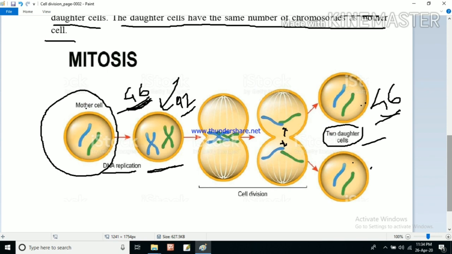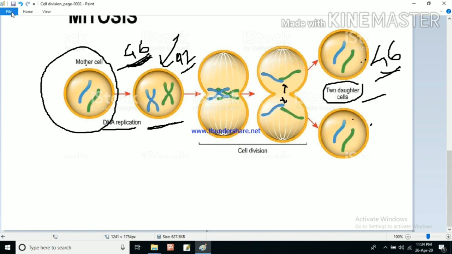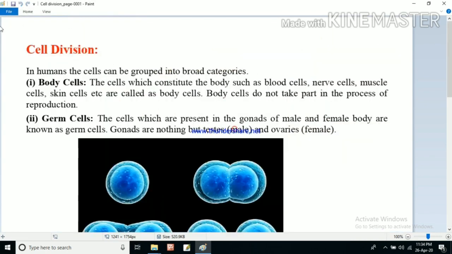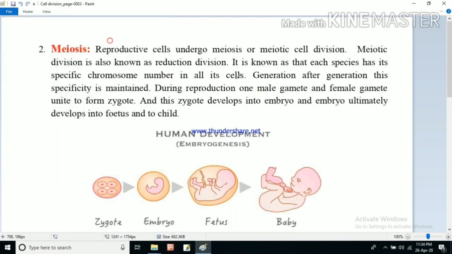All the cells of our body, that is body cells, undergo this type of division, mitosis. In the next page we will discuss meiosis, and how this meiosis is different from mitosis, we will see.